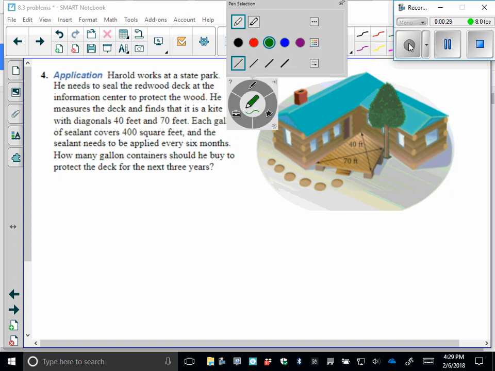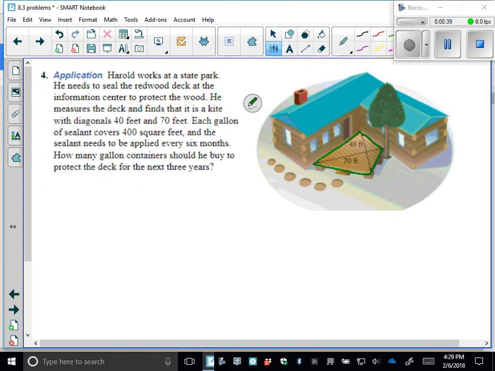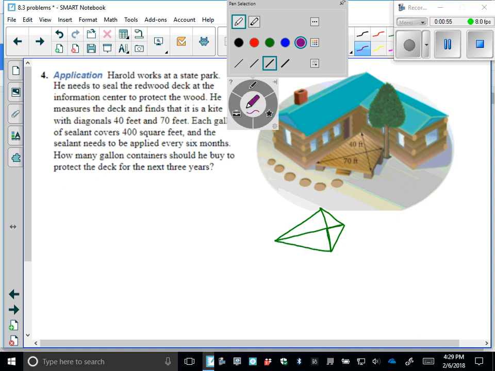So just looking over here, I'm seeing the kite right here, and it has diagonals that are shown. And the diagonals are 40 and 70 feet. So basically I'm looking at this picture and I'm going to just pull it out, kind of like refresh your memory. Diagonals are perpendicular.